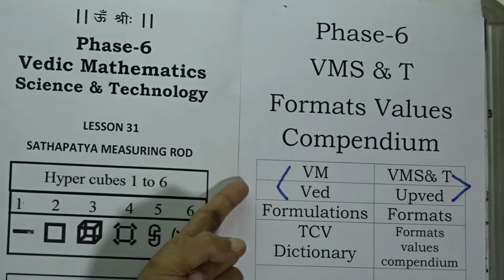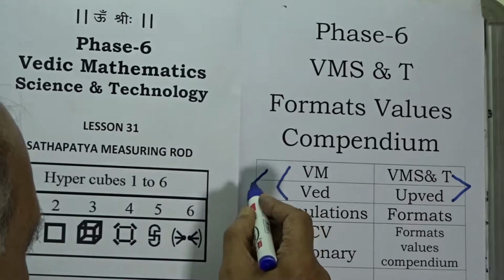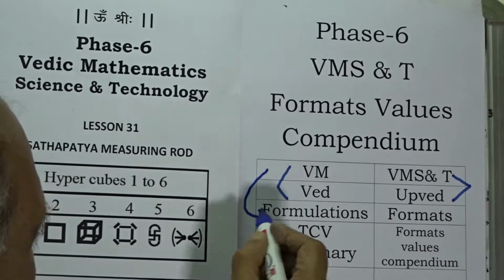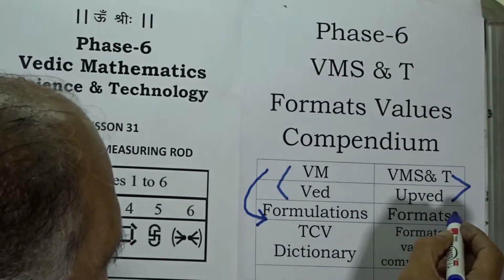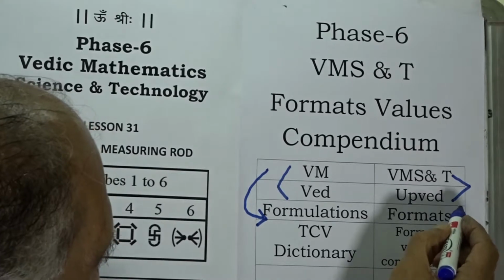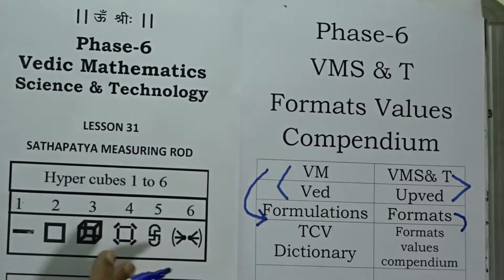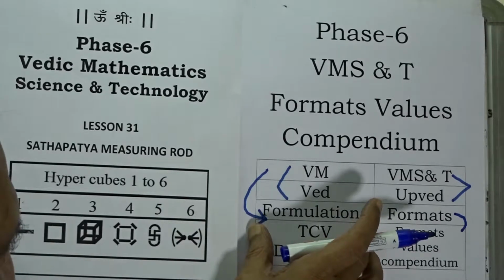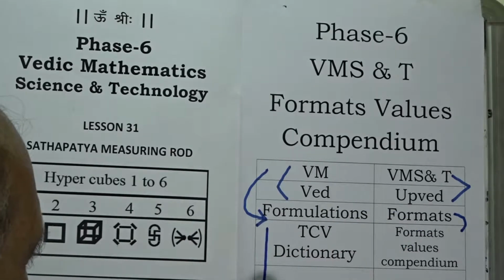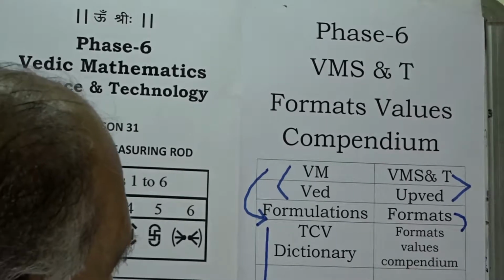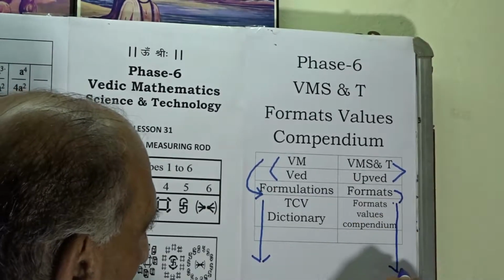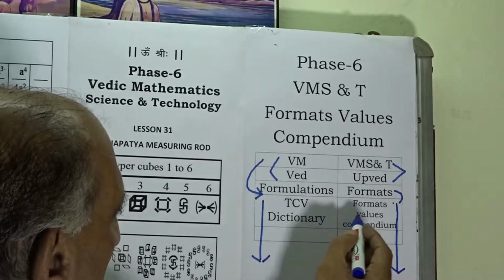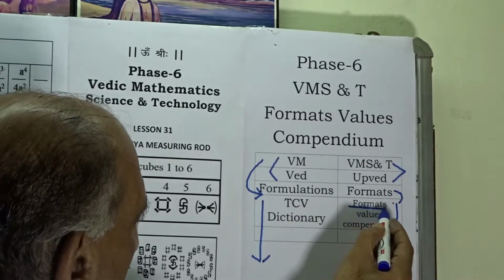Here in Vedic mathematics, the focus is going to be upon the word formulations like Ved itself. And here in Vedic mathematics, science and technology, the focus is going to be upon the formats like Sthapatya, Mining rod. For these formulations, we have been updating our TCV dictionary. Now here in the context of formats, we shall be focusing upon a compendium of the values of the formats. So formats are the focus.